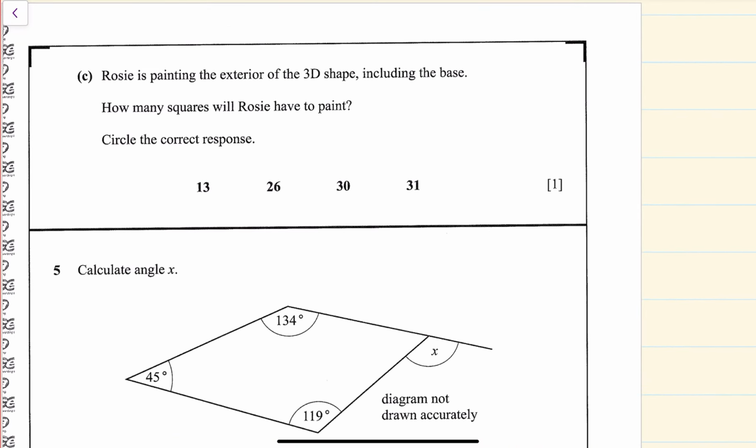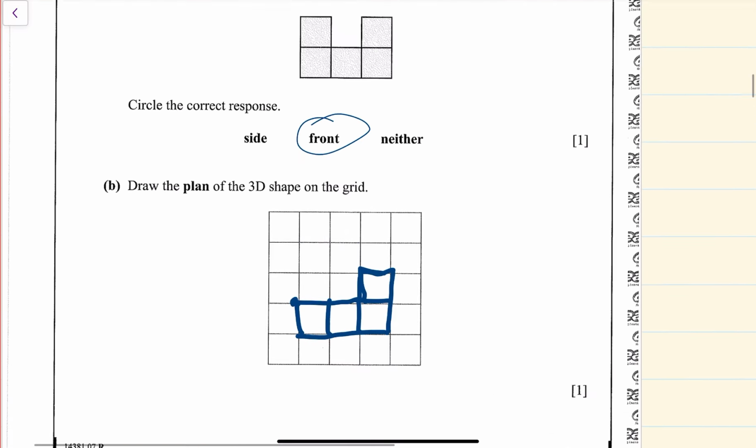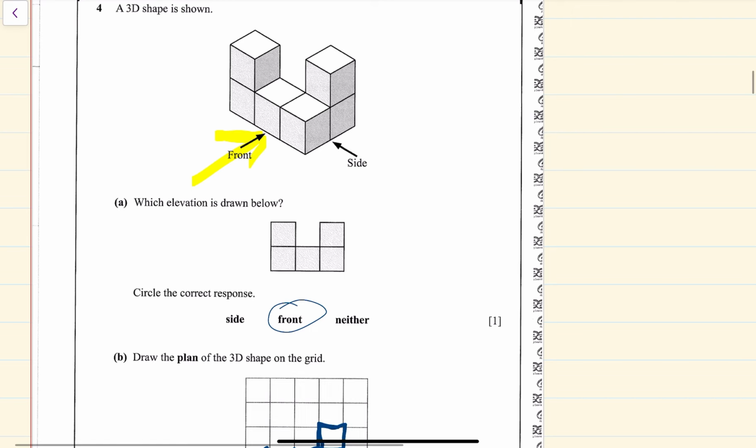Rosie is painting the exterior of the 3D shape, including the base. How many squares will Rosie have to paint? Okay, right. So you're going to have to figure out how many we're going to have here. You've got 1, 2, 3, 4, 5, 6, 7, 8, 9, 10, 11, 12, 13 that we can see.